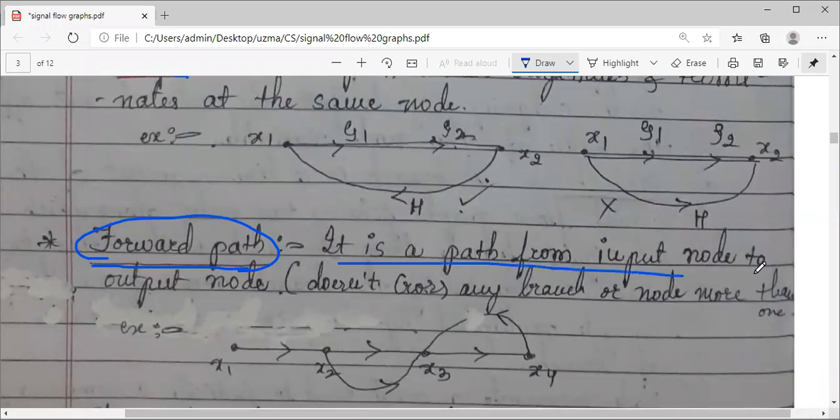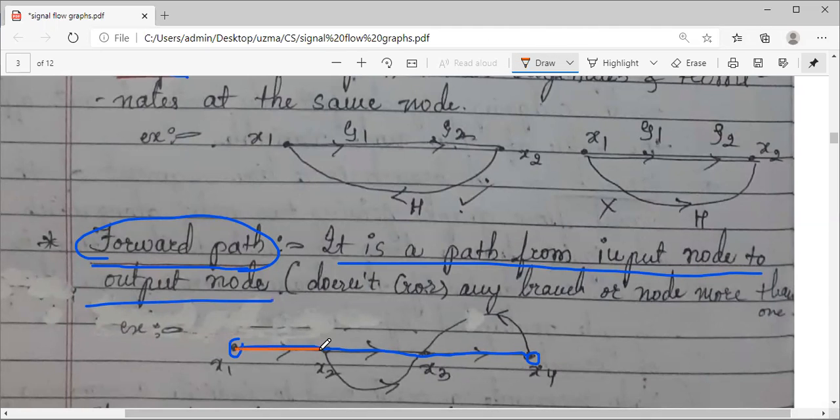A forward path is a path from the input node to the output node. Suppose this is your input node, this is your output node. Look at the directions from x1 to x2 to x3 to x4. This is one forward path. Do you have any other forward path? Yes, you have one more forward path here in this figure.